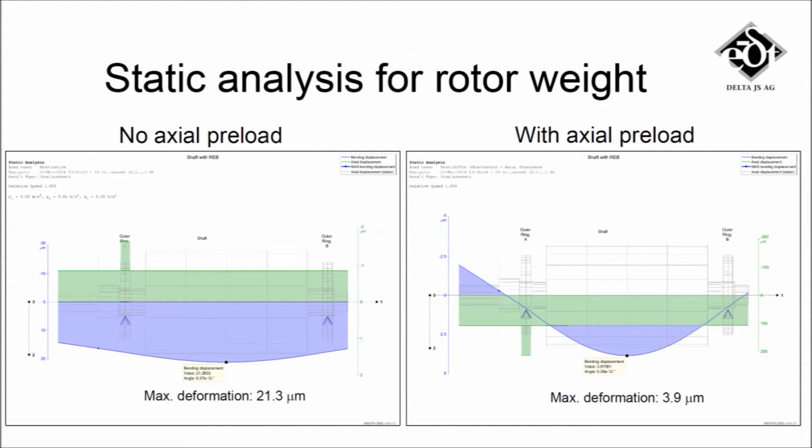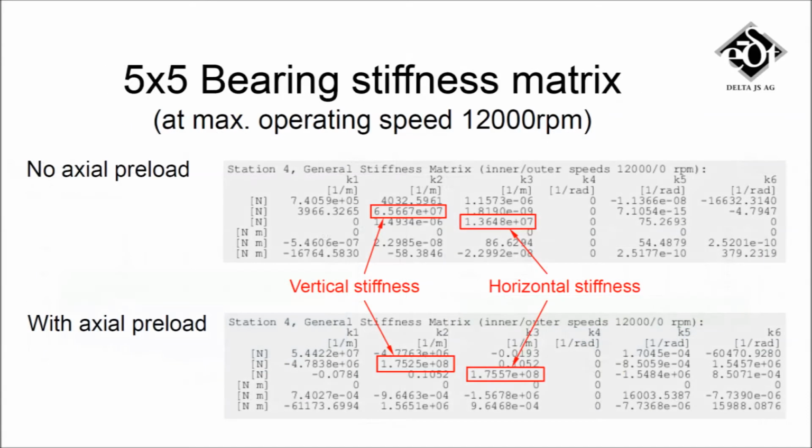Static analyses for weight load are carried out without and with axial preload. From the deformation plots, it is obvious that the bearings without preload are softer. As can be seen from the linear stiffness matrices of the bearings, the axial preload not only stiffens the bearing, it also makes it almost isotropic. Without preload, the bearing is rather anisotropic.